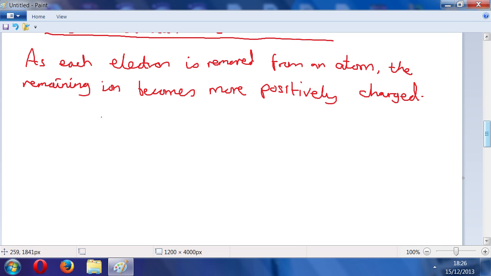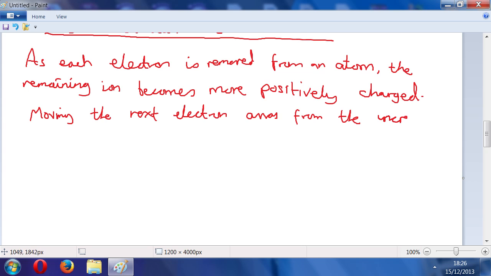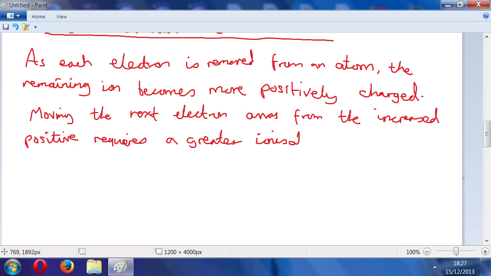Like I just mentioned, I'll very briefly write this. Moving the next electron away from the increased positive charge requires a greater ionization energy.